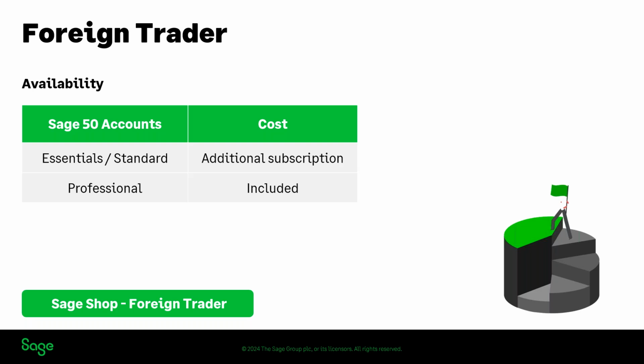If you're on the essentials level or the standard level of Sage 50 accounts, then there is an additional subscription. When I last looked, which was about 2 weeks ago, it was showing in the Sage shop as being £13 per month. Now if you've got multiple companies, that would cover all of your companies as well. It's not just the one. So it's just a flat addition to your subscription.